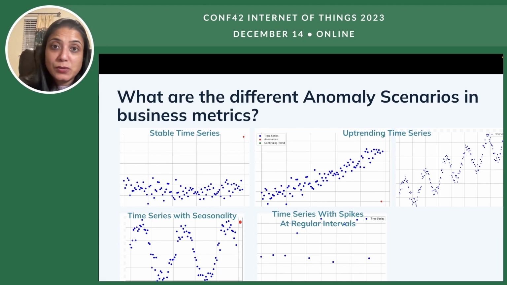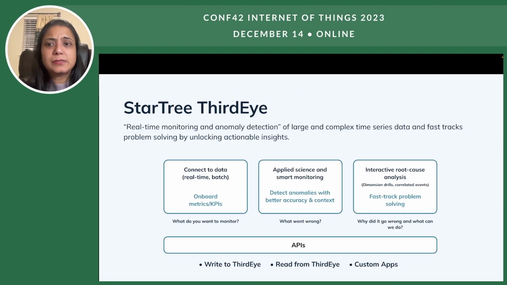Now, is there a solution out there? Well, of course, and that is what we will be giving a live demo of, which will help you understand how you can troubleshoot in real time. So the solution is StarTree ThirdEye. It helps with real-time metrics monitoring, almost near real time, and anomaly detection of large and complex time series data. And it fast-tracks problem solving by unlocking those actionable insights that I was talking about.